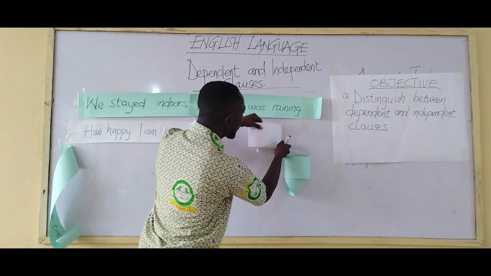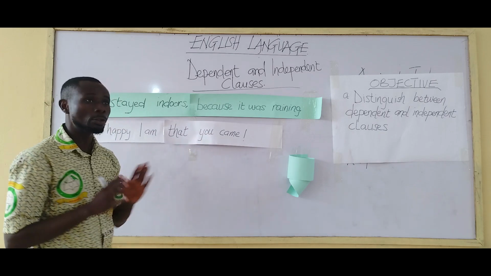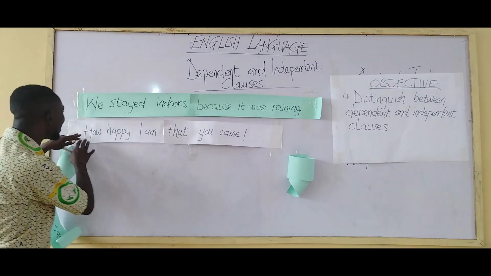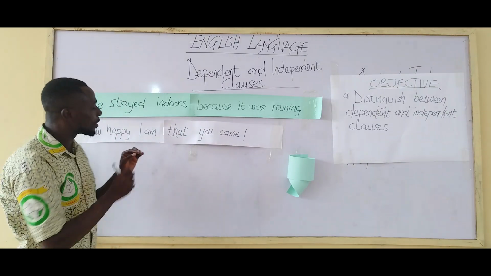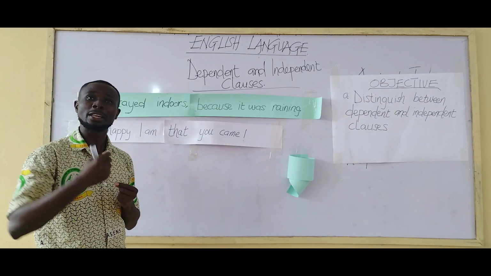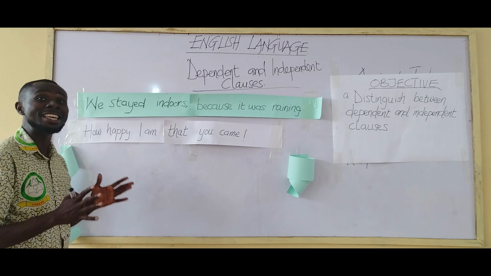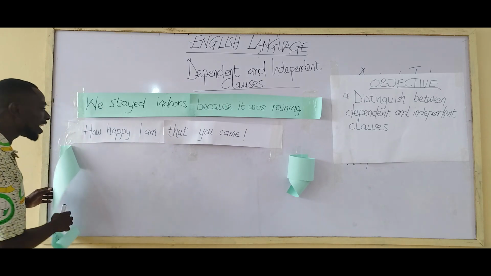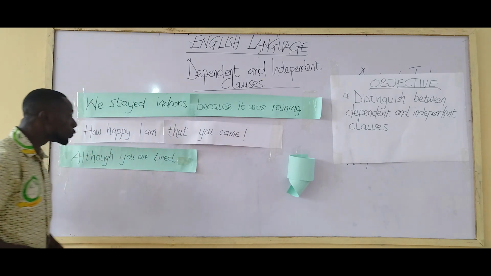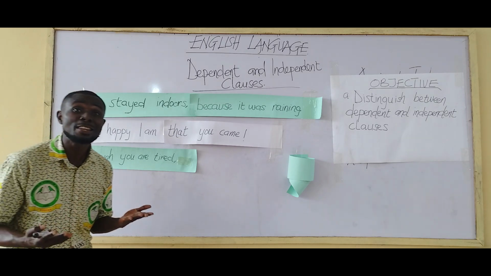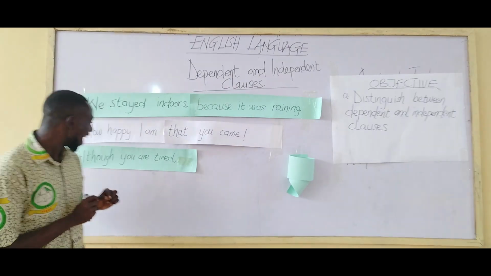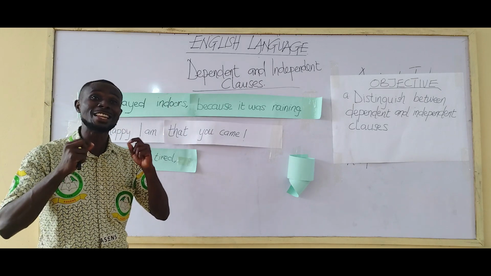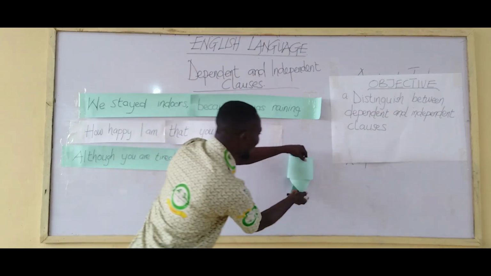In the same way, when you have that you came, is it giving any full meaning? No. But when we add it, I am happy that you came, you will see that you came, which is the dependent clause, is dependent on this one to give its complete meaning. So this is the dependent clause and this is the independent clause. Now let's look at the third example. Although you are tired, does this give any meaning? No. So in that case, this one becomes a dependent clause and has to rely on the independent to give a full meaning.